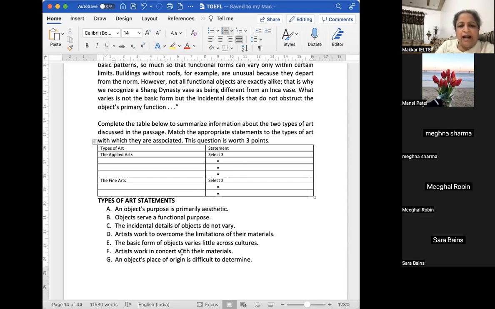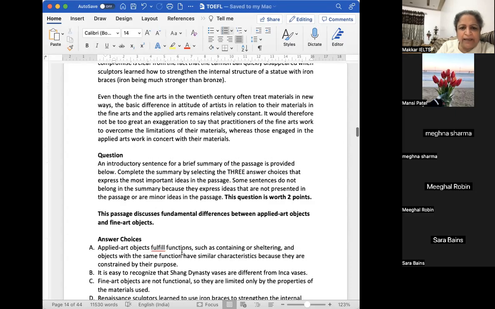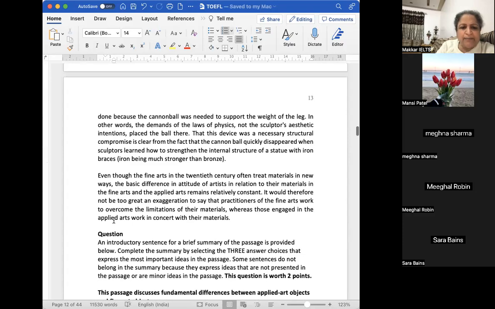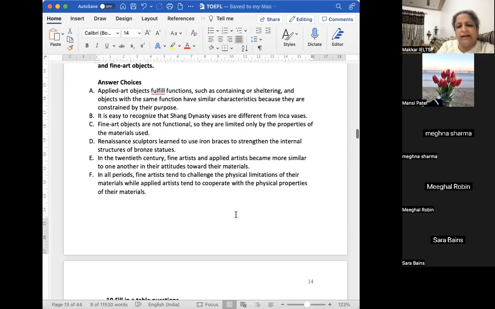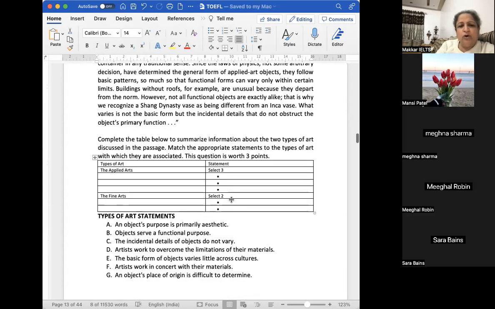ओके. आर्टिस्ट वर्क इन कॉन्सर्ट विद देयर मटेरियल्स. आर्टिस्ट अपने मटेरियल्स के साथ कंसर्ट में काम करते हैं. ये देखो यहाँ पे लिखा है. Whereas those engaged in applied art work in concert with their materials. Straight away दिया हुआ है. So this is applied arts. Okay. So you have to select 3 for applied arts and 2 for fine arts. आपने select करें B, F और E for applied and A and D for the fine arts.